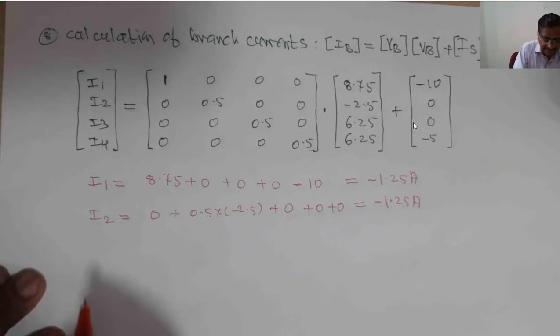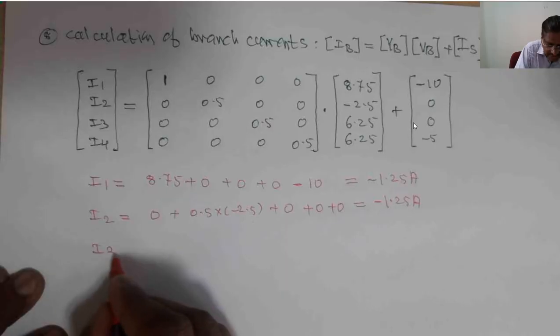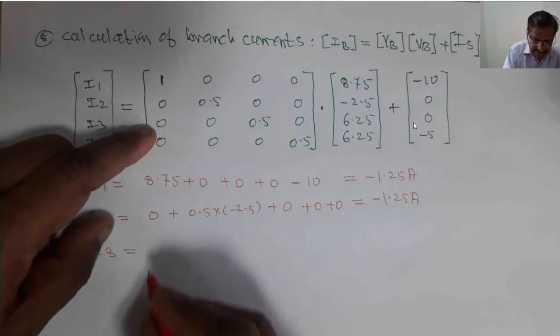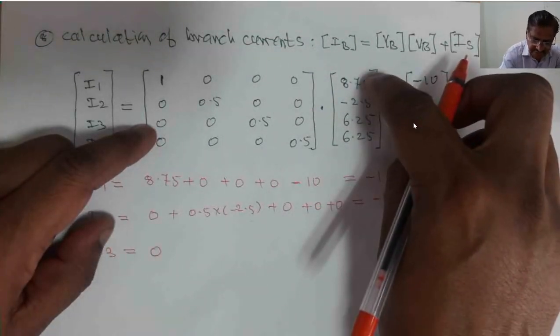If we are calculating the third current, I3, it is equal to the third row and first column, 0 into 8.75, which will be 0.